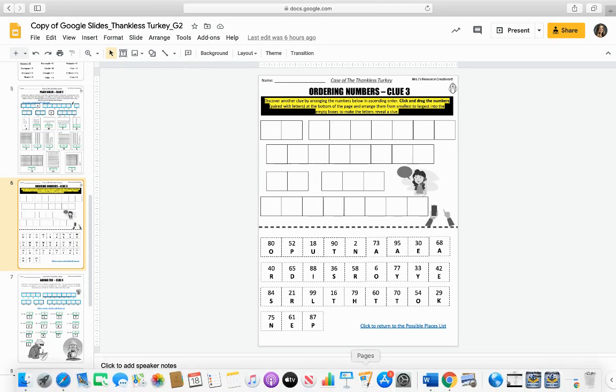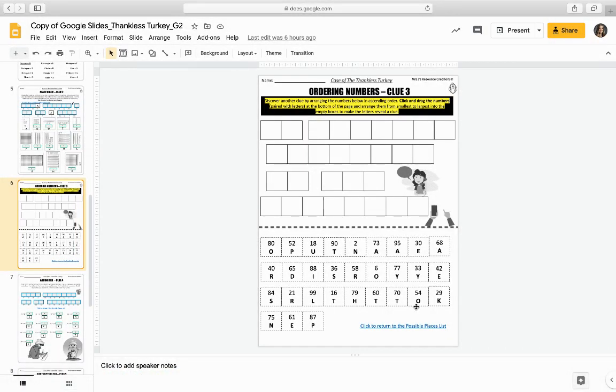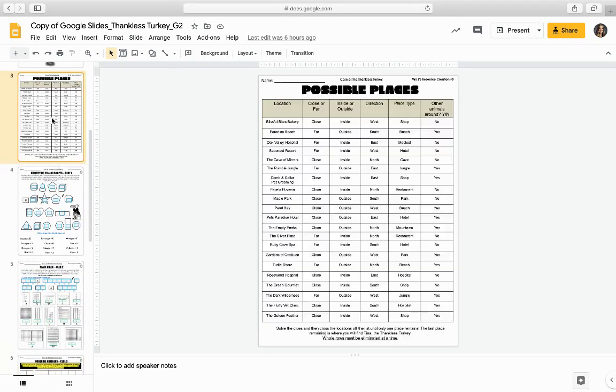All right, so smallest to biggest. Remember to cross them out as you go so you don't get messed up. And then that will be your next clue. Then you'll be able to go back up to our sheet and cross off what's not possible. So remember, there's a lot of other clues, like whether it's close or far, outside or inside. So based on their clues, you might be able to cross off multiple or more than one thing.